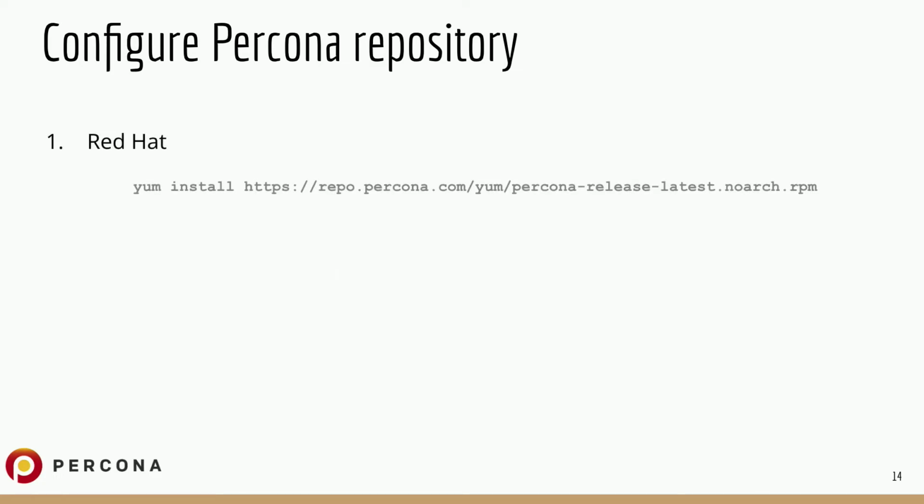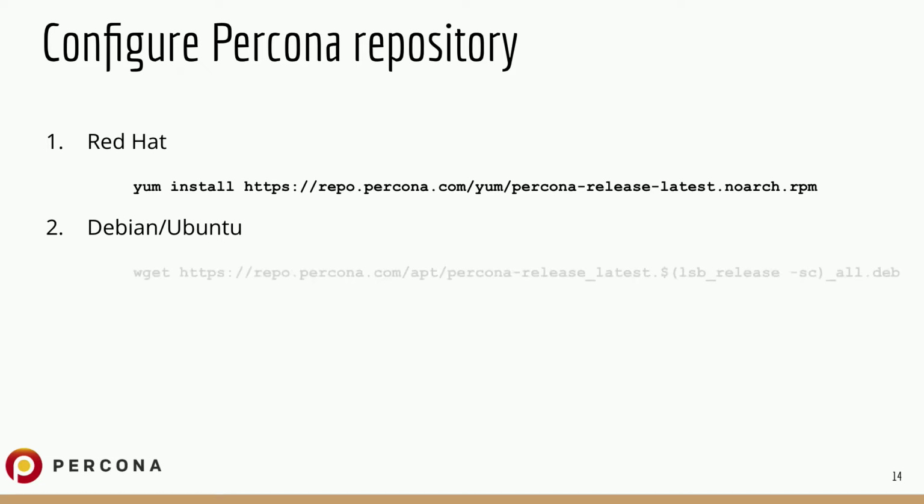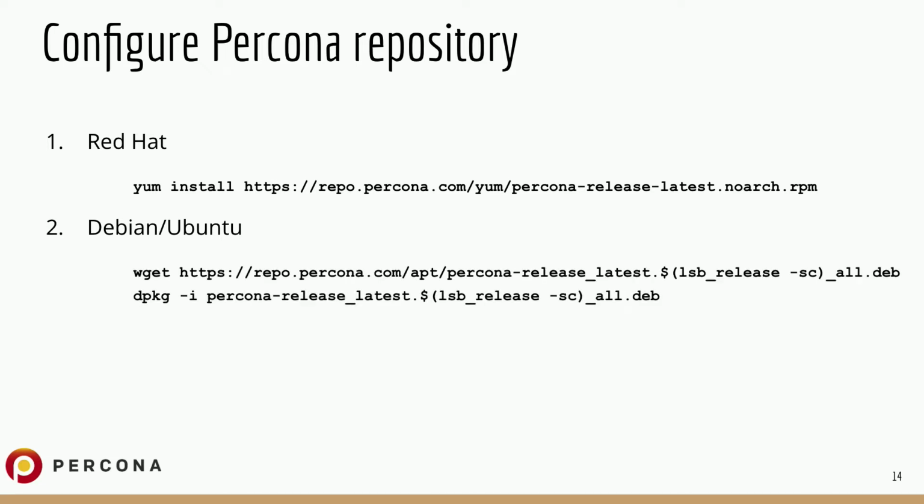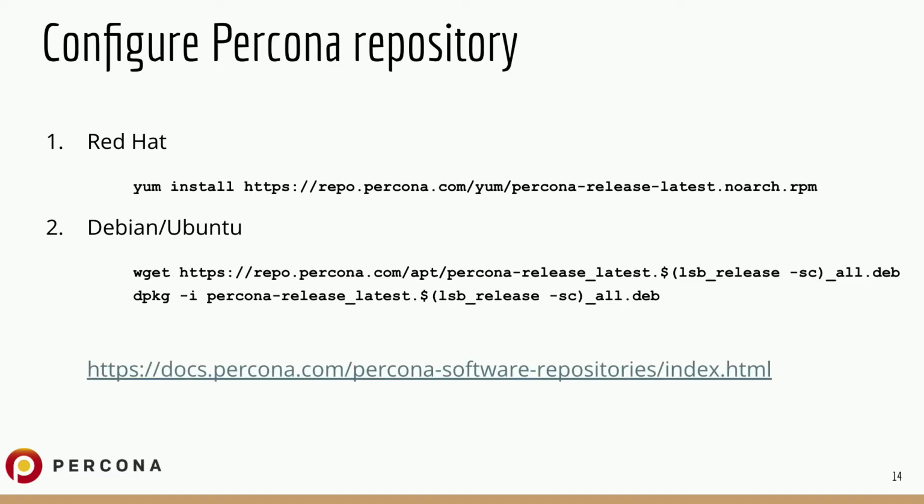For configuring the Percona repository, for Red Hat, there's an RPM available, okay? So with just one line, you can get that done. And then for Ubuntu as well, we have our deb package, right? So there's more information in this link about this, but it's basically a one-liner, okay?